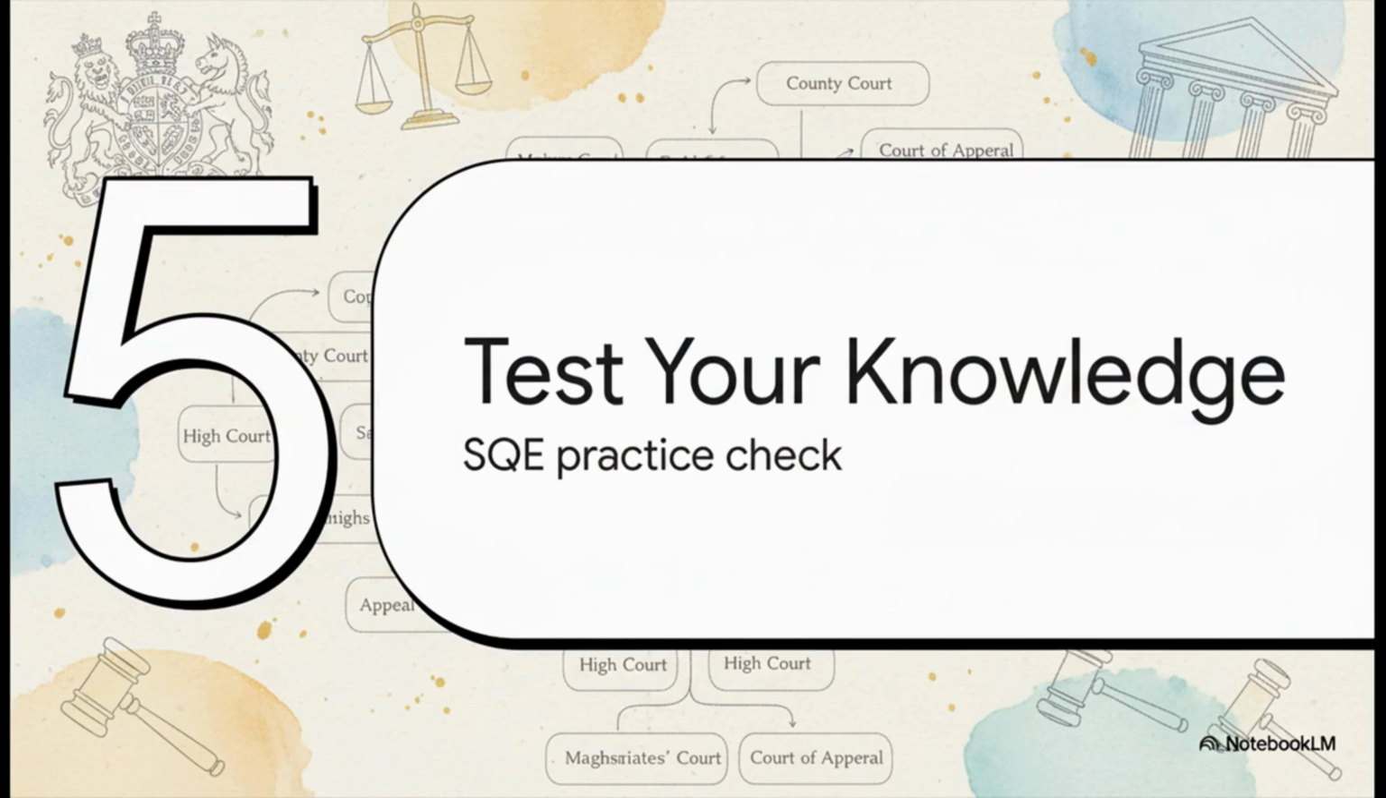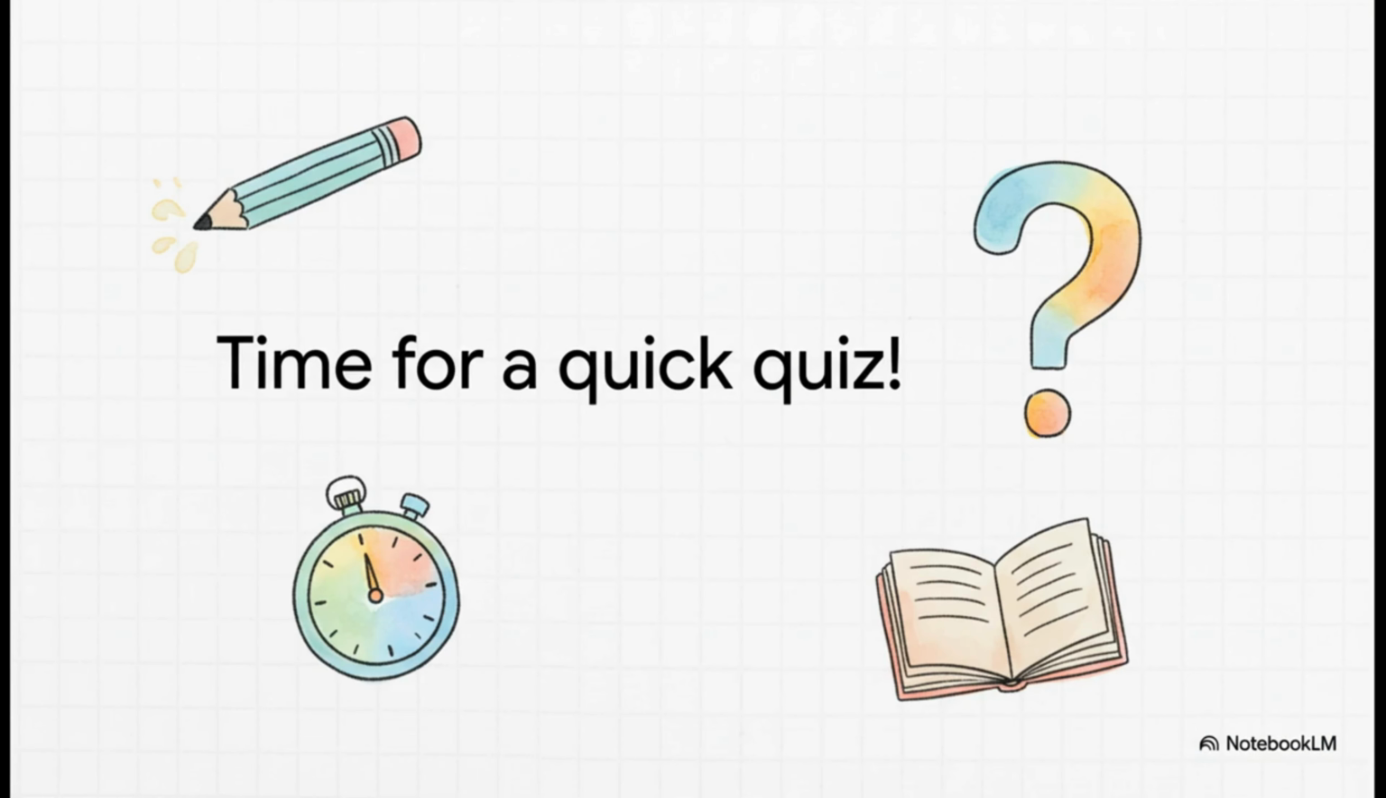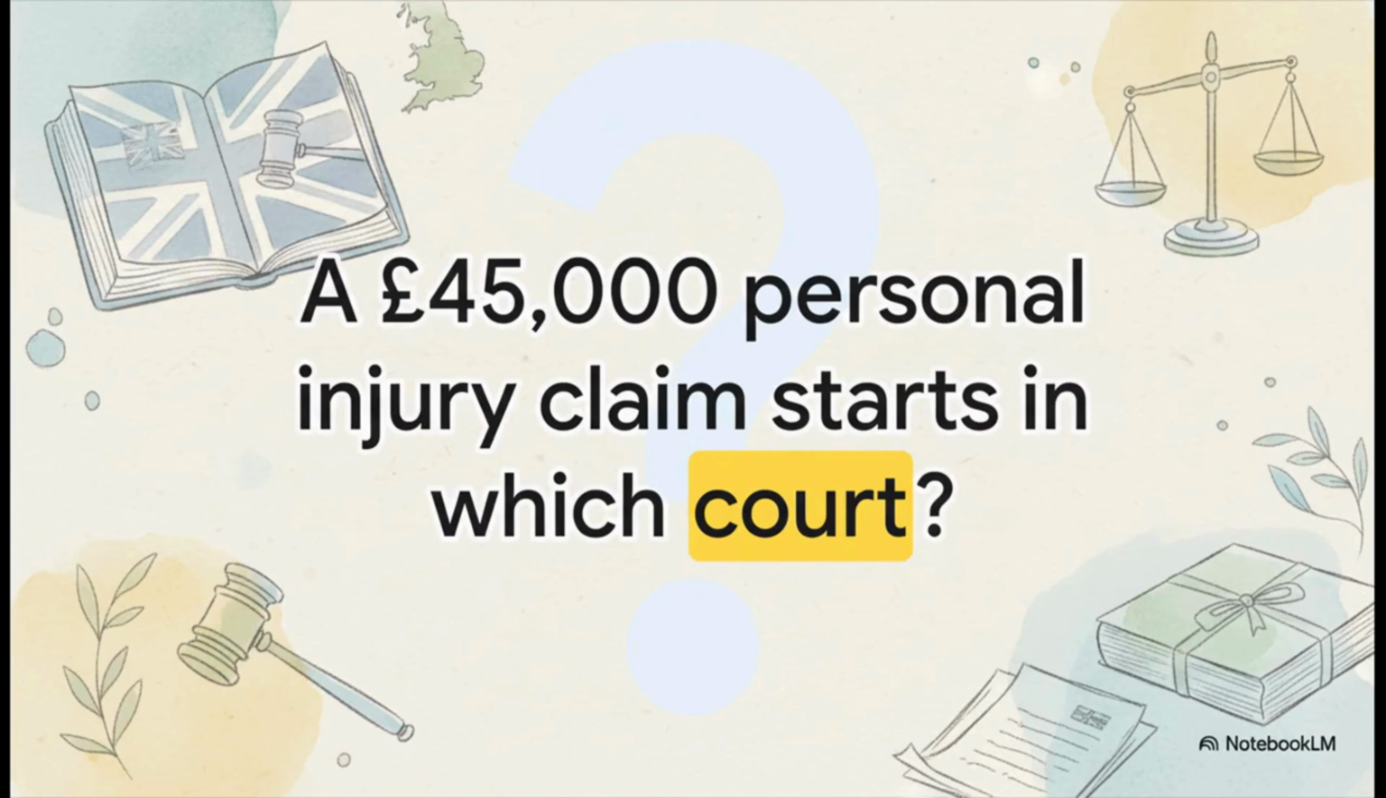All right, you have been taking in a lot of information, so let's put it to the test, just to see if everything has clicked into place for you. You ready? Let's do this. Here's question 1. Okay, so a claimant wants to start a personal injury claim, and it's valued at £45,000. Where should that case be started? I'll give you a second.